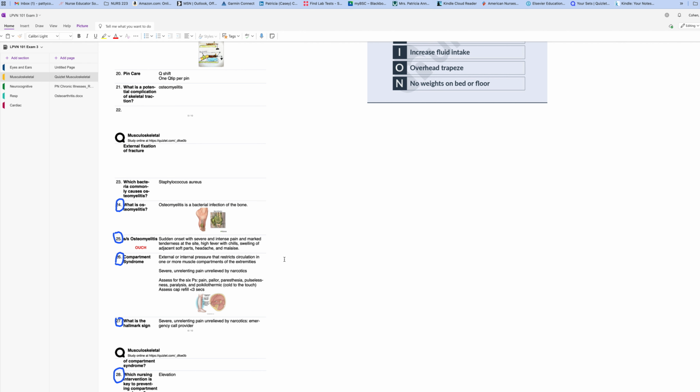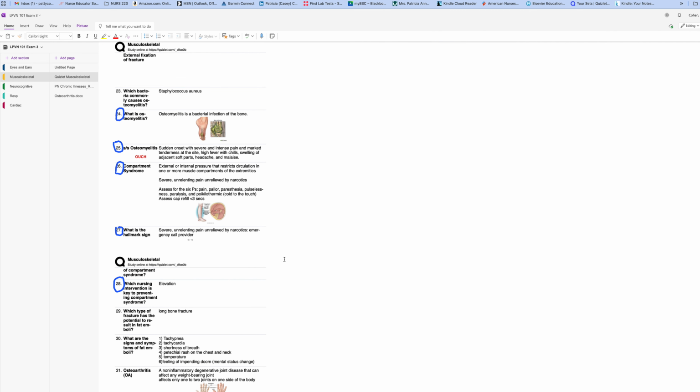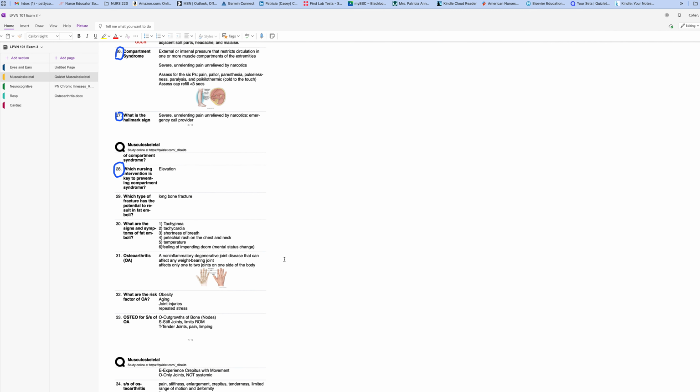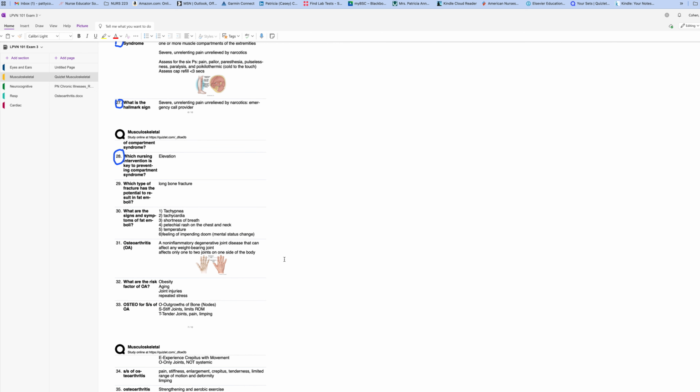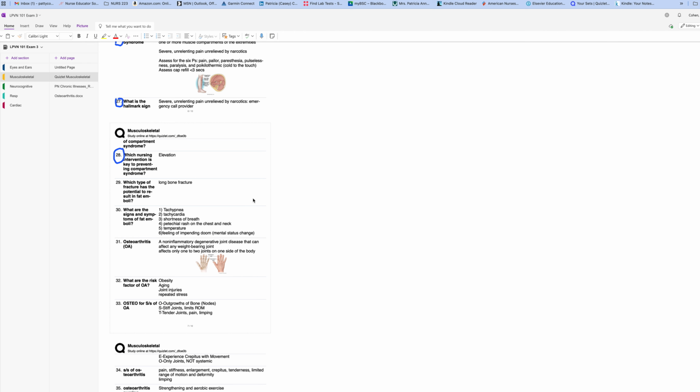Compartment syndrome, you have to be able to recognize this. We talked about it. So severe, unrelenting pain, unrelieved by narcotics. Assess for your 6Ps. Hallmark sign of compartment syndrome is severe, unrelenting pain, unrelieved by narcotics. The key intervention to prevent compartment syndrome is elevation. Okay, so we got to talk about this.